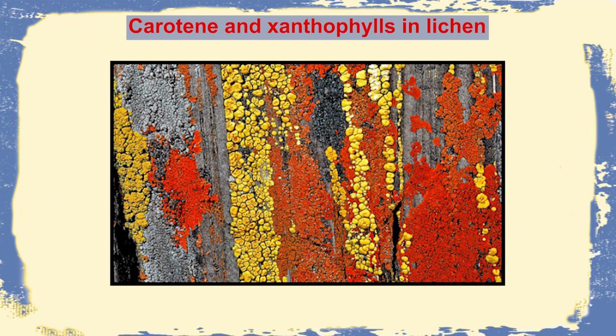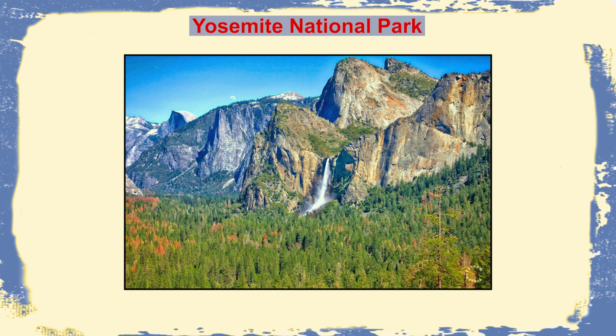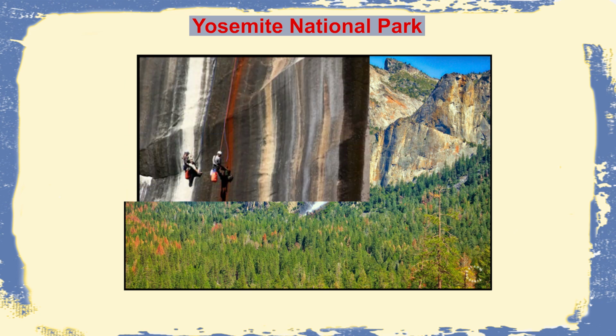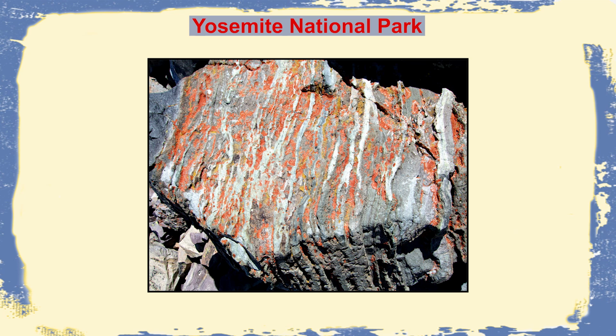Now, as I was telling that lichen do contain different pigments because they are photosynthetic. Of course, because of the algae, the chlorophyll is a very common pigment. But apart from chlorophyll, there may be different types of carotene and xanthophyll which gives them bright yellow or orange color. And sometimes the color is so prominent that in Yosemite National Park, vast stretch of rock is appeared to be painted, which is not painted actually, but it is the color of lichen that gives color to the rock.